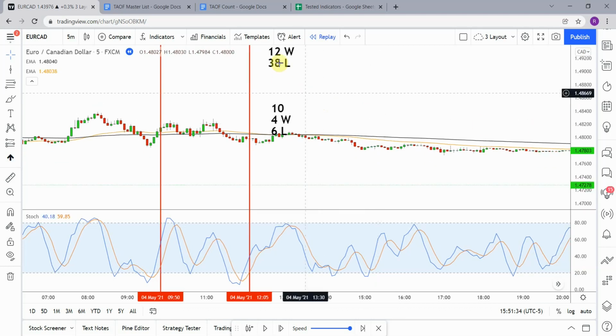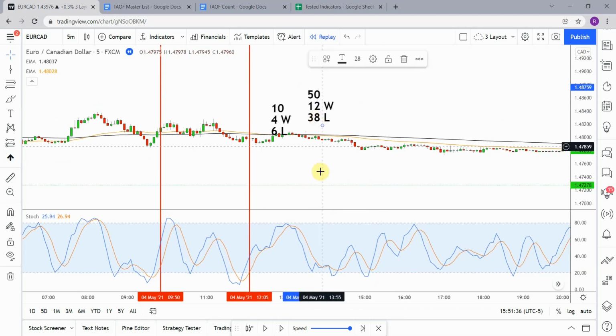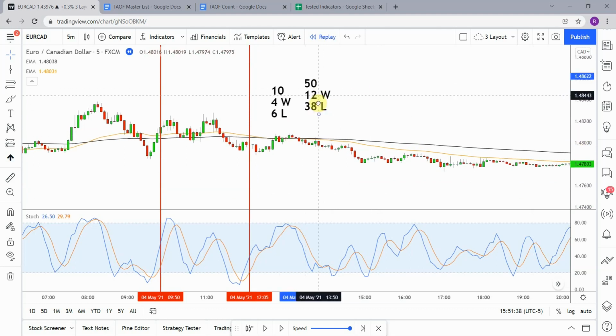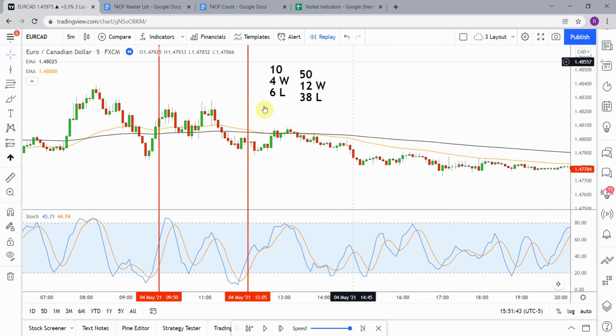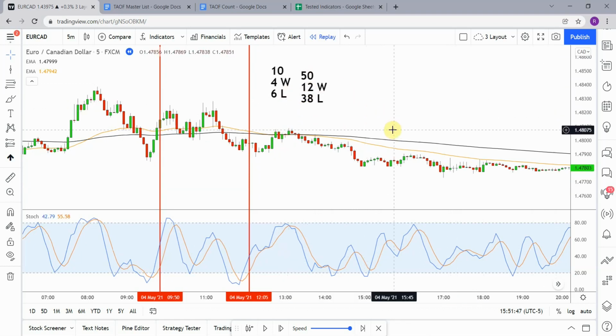All right, so the final number on this strategy is we tested it across the 50 trades like we normally do. Out of those 50 trades, we had 12 winners. We had 38 losers. So obviously that is not a very good win rate.